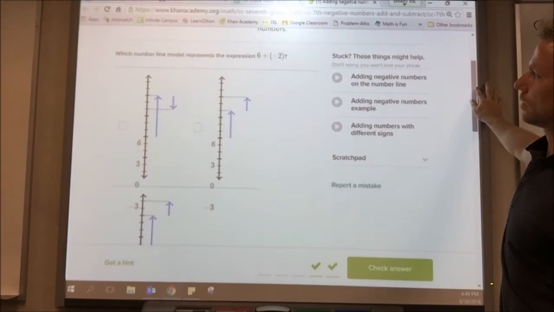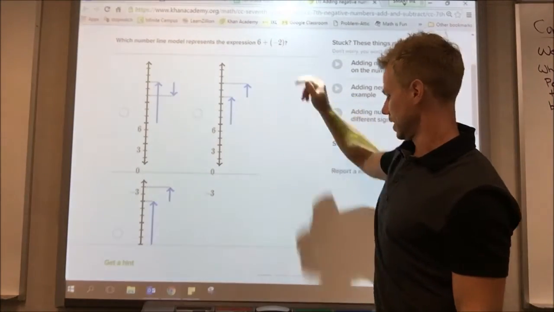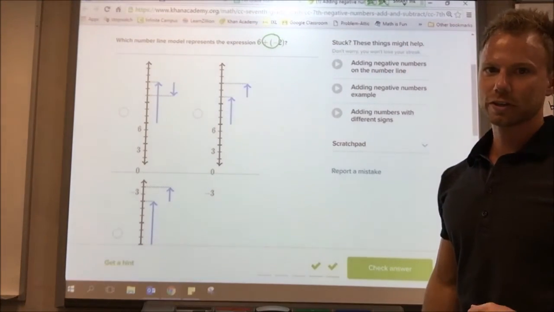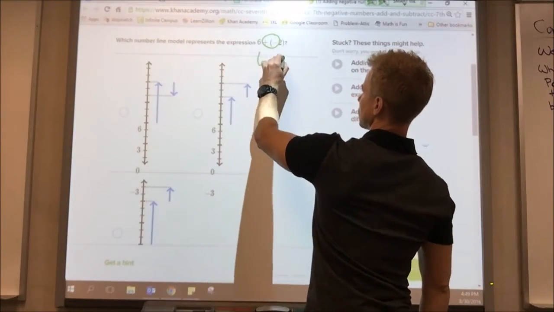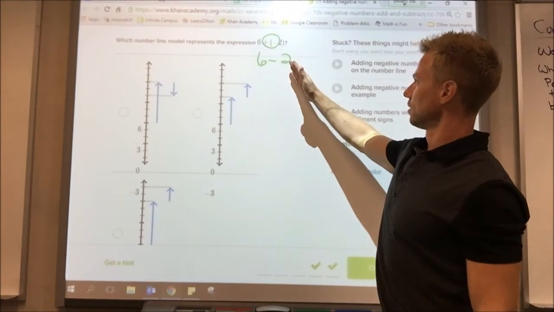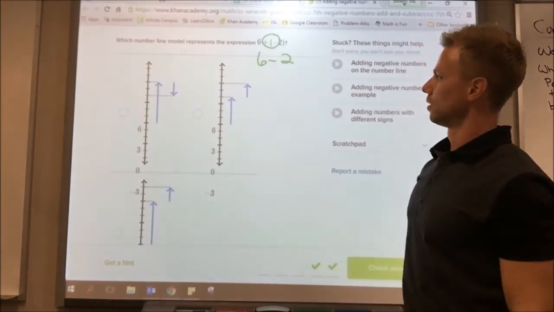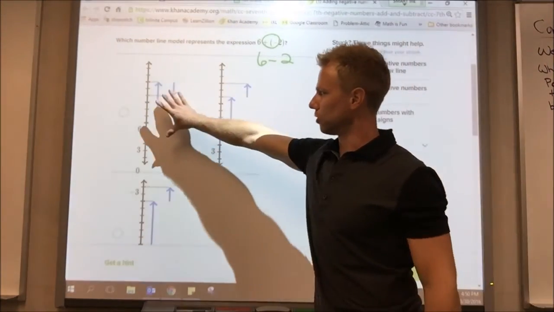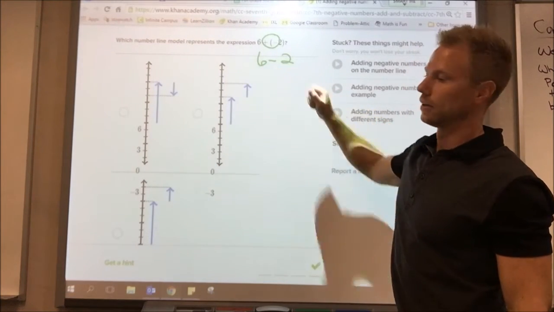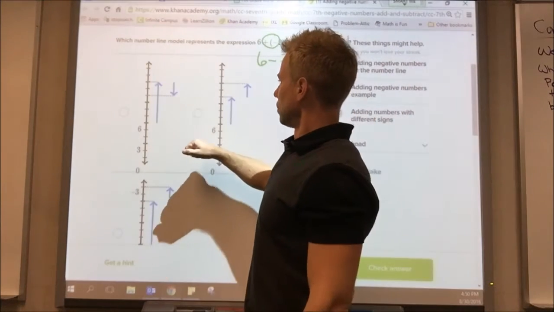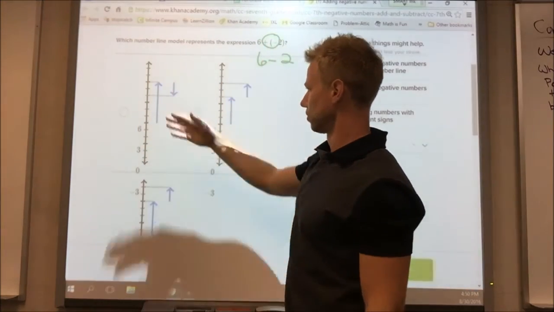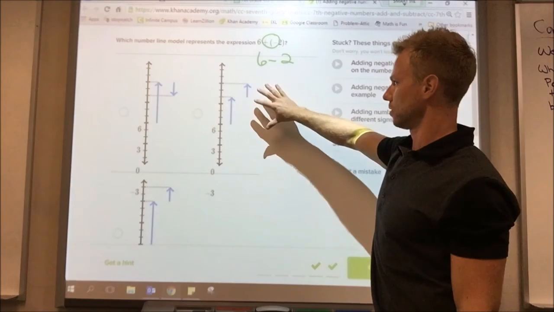All right. This one says 6 plus a negative 2. Again, we have unlike signs right next to each other. That's going to simplify to 6 minus 2. So we need to go to the right 6 because it's positive, and then to the left 2 because it's negative. Oh, and this actually has vertical number lines. So we need to go up 6 because it's positive, and then down 2 because it's negative. So let's see, this one goes up 1, 2, 3, 4, 5, 6, and then it goes down 2. So it looks like that one should work, but let's check the rest to see if they work.